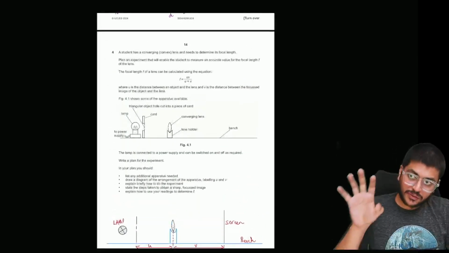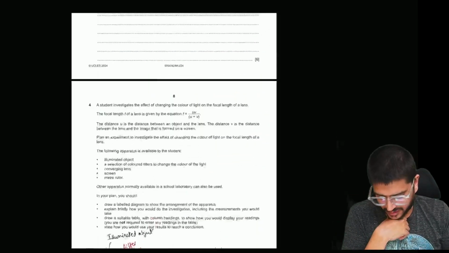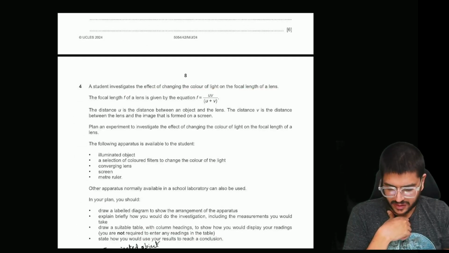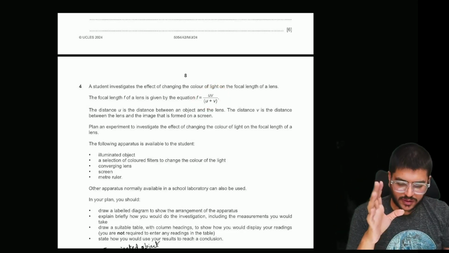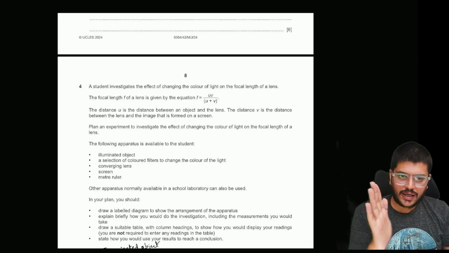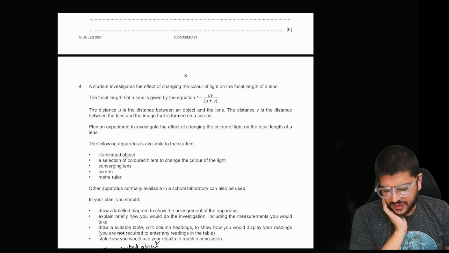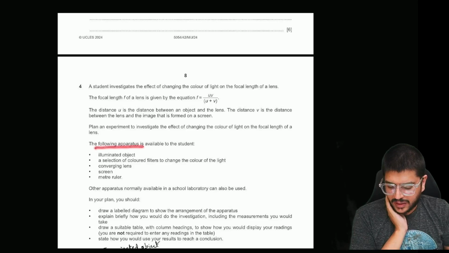Now, another variant of this question in which you had to think a bit is this one. Look at the similarity. A student investigates the effect of changing the color of light on the focal length of a lens. Notice the formula is the same. Now they're saying that we'll pass different colors through the lens, and how does that change the focal length? Naturally, that will change the focal length. U is the object distance again, V is the distance between the image and the lens. Plan an experiment to investigate the effect of changing the color of light on the focal length of a lens. The following apparatus is available: an illuminated object, a selection of colored filters, converging lens, screen, meter rule.